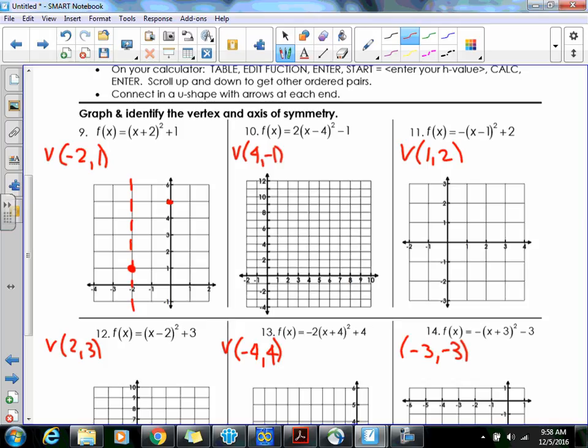So, how about negative 3? What goes with negative 3? Does everybody know what I'm doing? I'm using the table just to get some more ordered pairs. Exactly. Anybody that hasn't found their table, can you find your table?